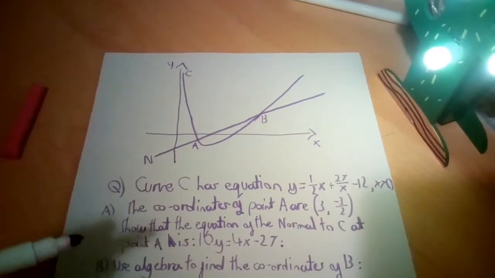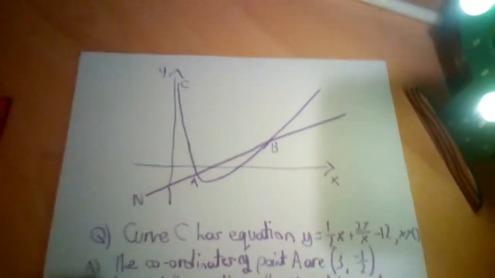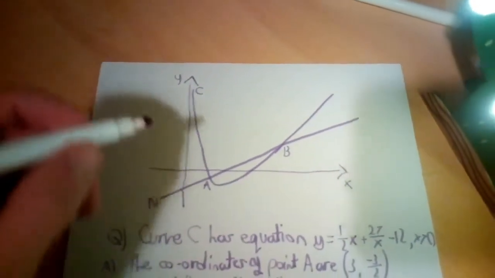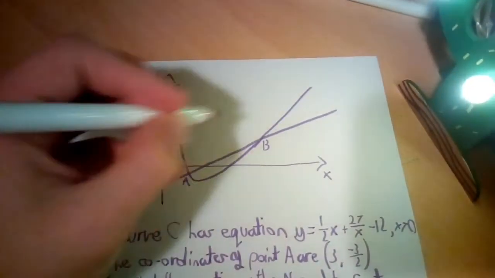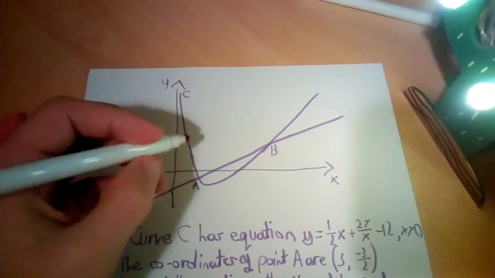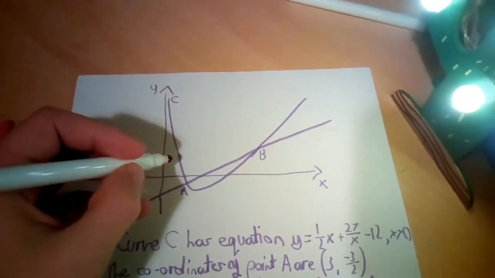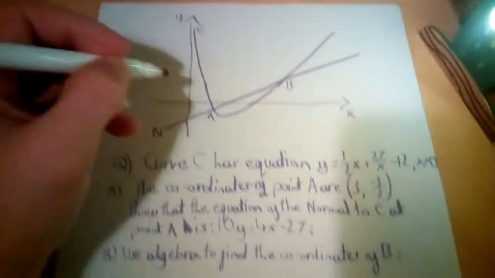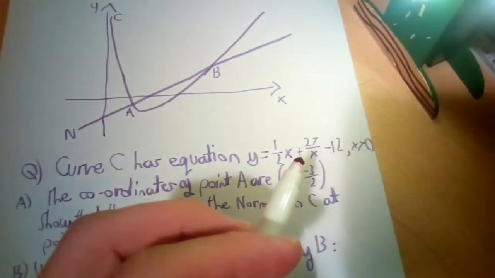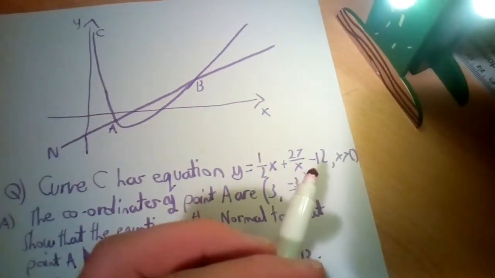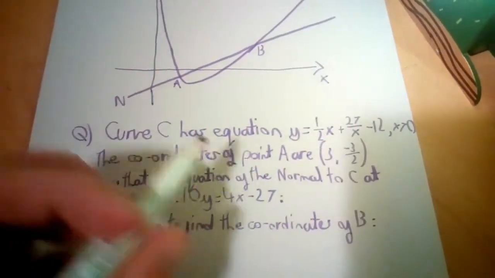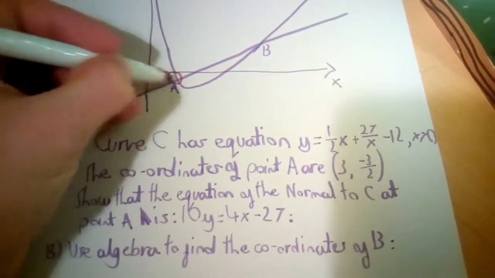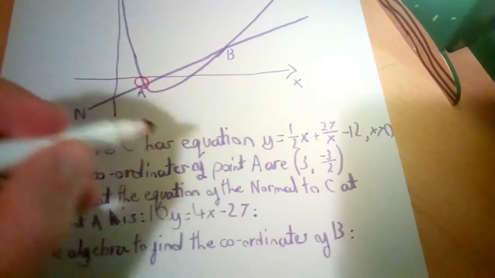So here we have a graph with a curve C, like that, and a line N which is normal to the tangent at C at point A. So curve C has equation y equals half x plus 27 over x minus 12, where x is greater than 0. The coordinates of point A, which is here, are 3, minus 3 over 2.